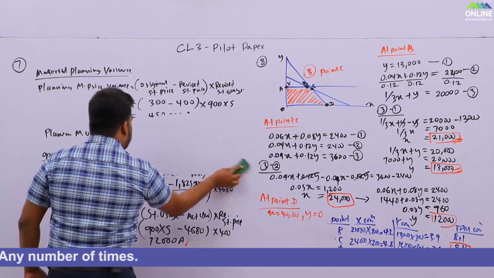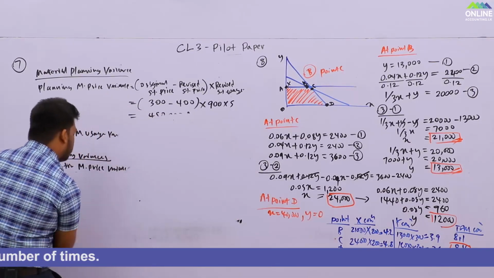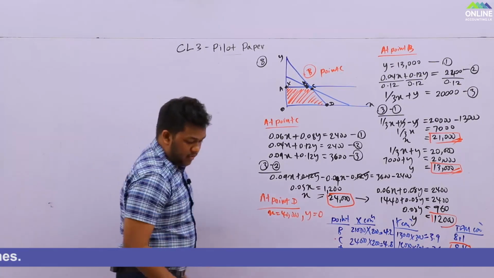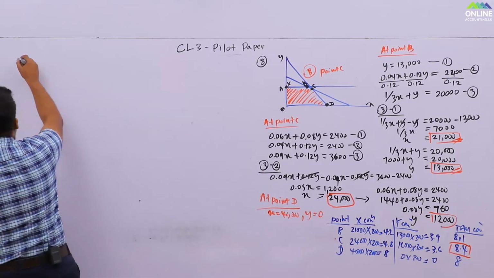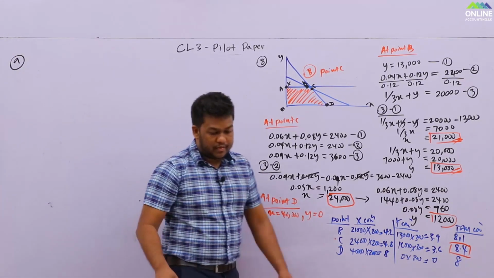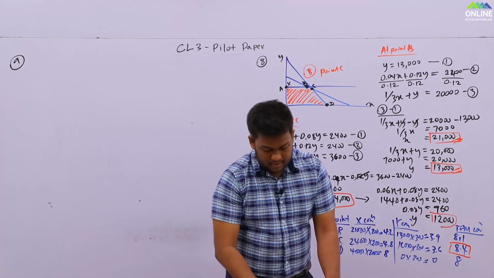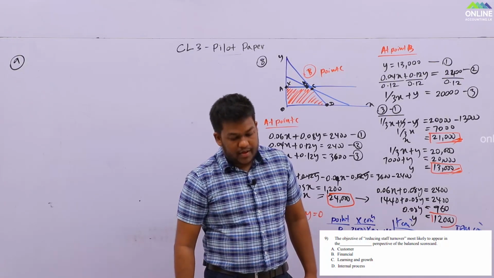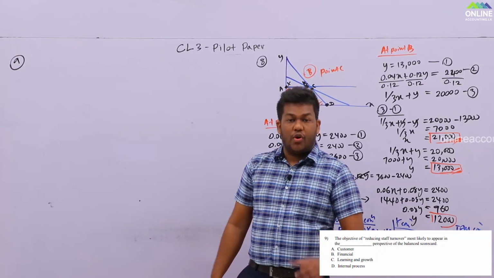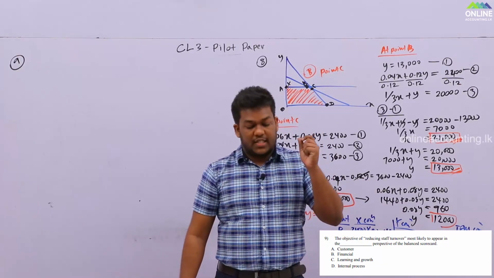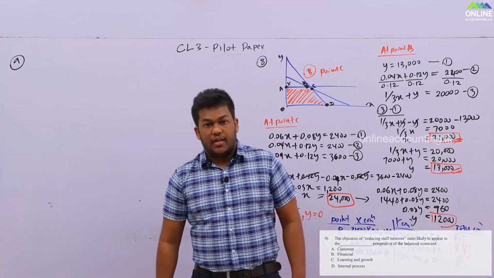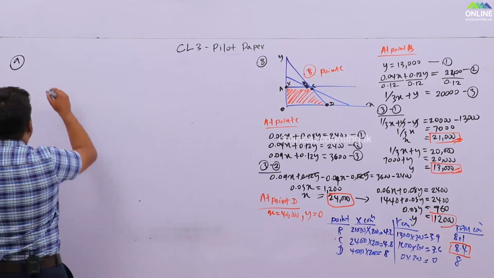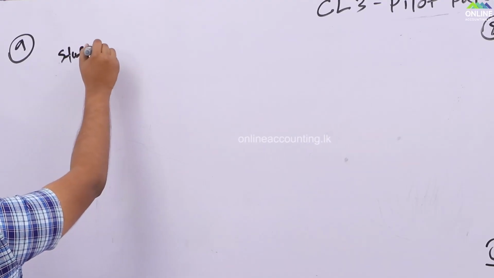Those two questions are very small questions. Objective of reducing staff turnover most likely to appear in the perspective of the balance scorecard. You know, balance scorecard, you have 4 perspectives: financial, customer, learning and growth, internal process. Now, when the staff turnover reduces, why are staff going there?